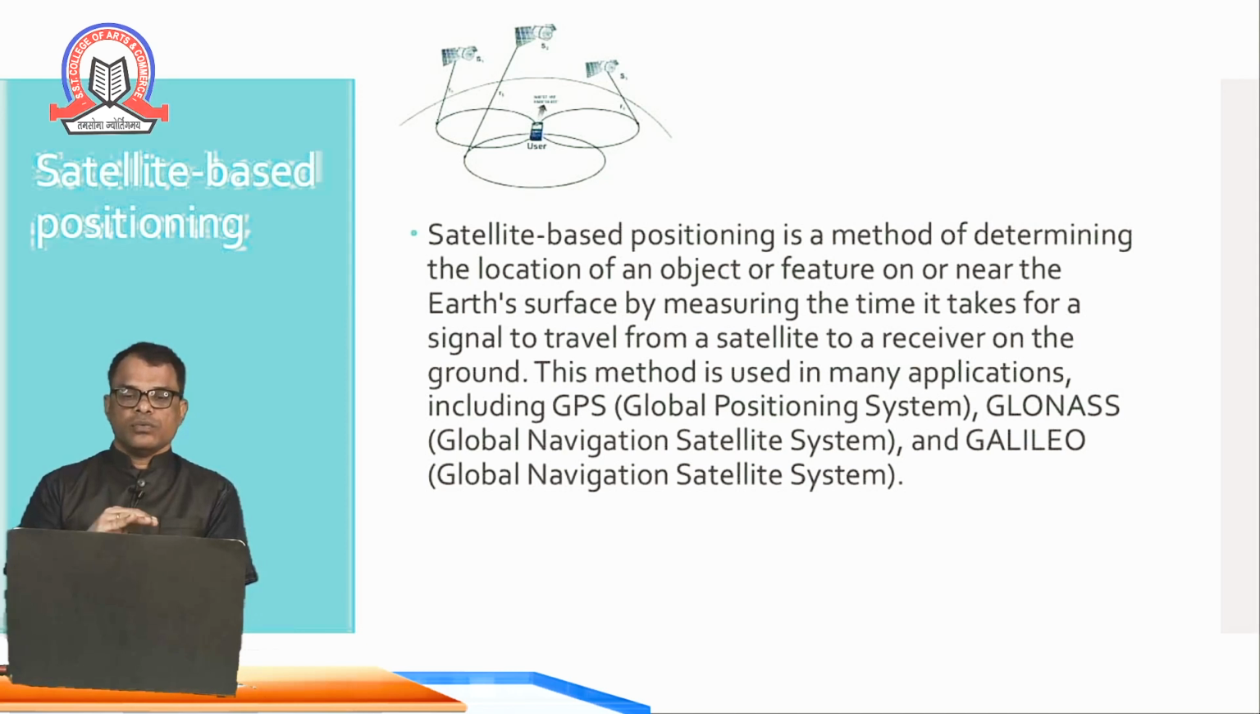So basically, satellite based positioning is a method to determine the location of objects or features which are near the Earth's surface, and this is measured with the help of signals. The signals are sent to that object, and when they traverse back, that time is calculated. Based on that calculation, the distance is decided. So this is satellite based positioning.